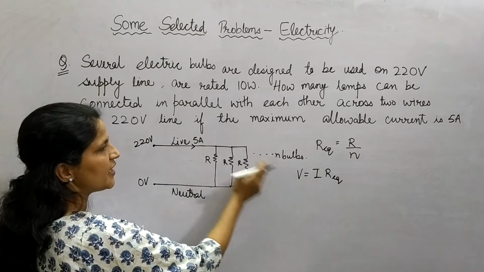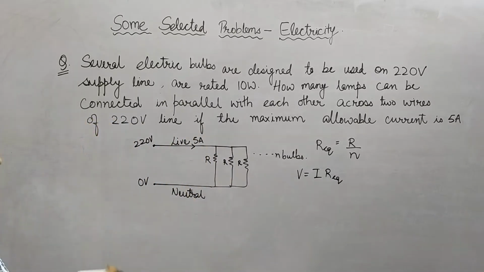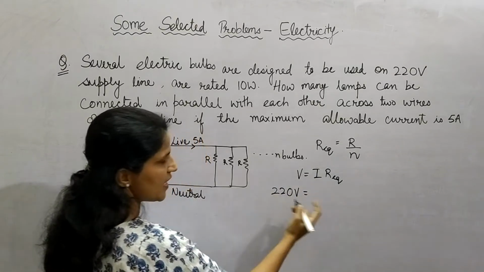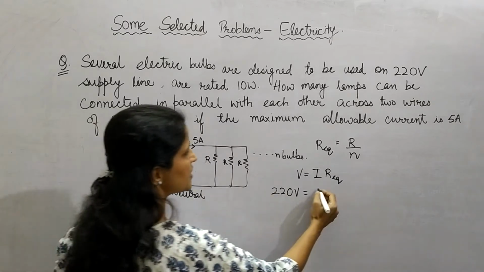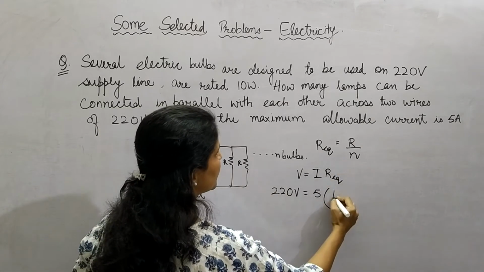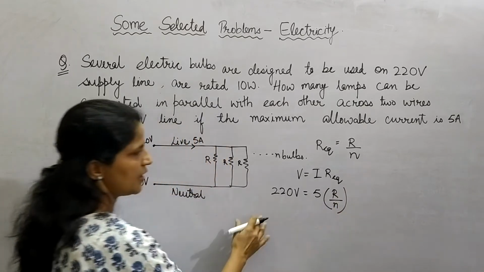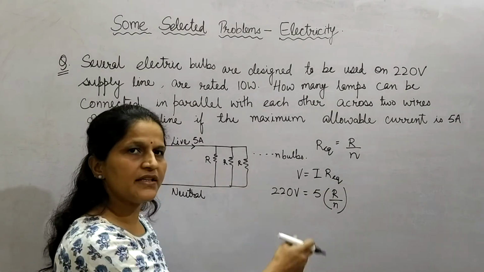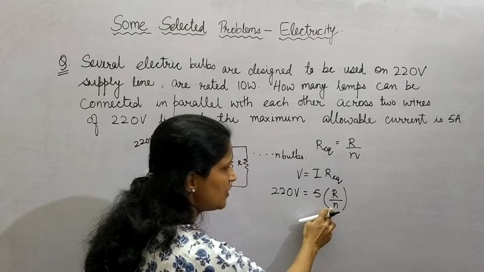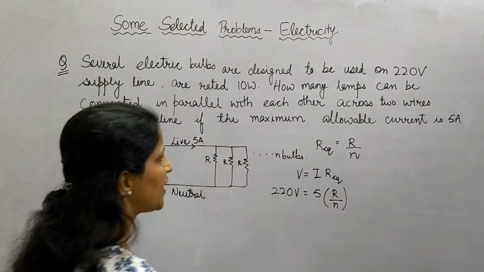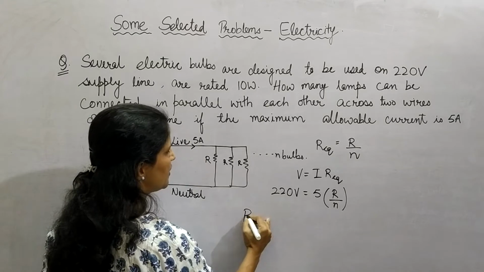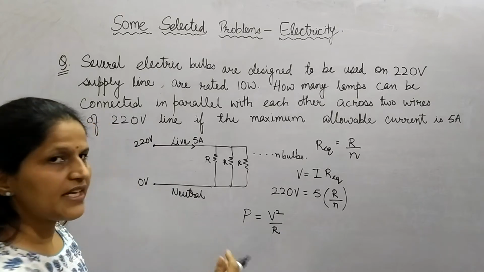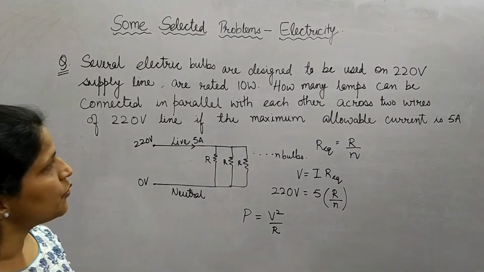Now what is the value of V in this question? V means potential difference. In this question the value of V is 220 volt. The value of I, which is maximum allowed, is 5 ampere, and R equivalent is R by n. Now this equation has two variables. One variable is the resistance, the other variable is n. n is asked in the question, but what about this R? How can we find out this R? We can find out this value of R using the power rating of the bulb, which is given as: it will deliver 10 watt power when it is operated on a 220 volt line.